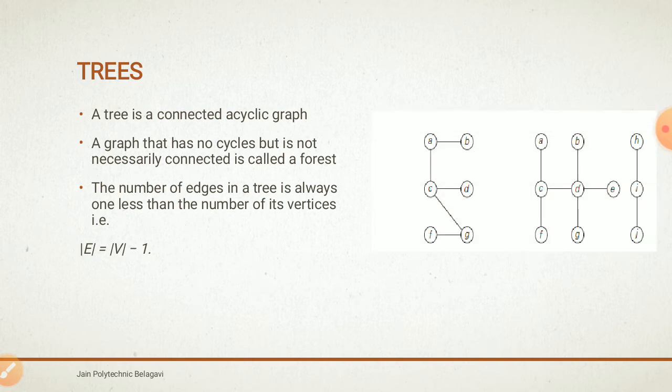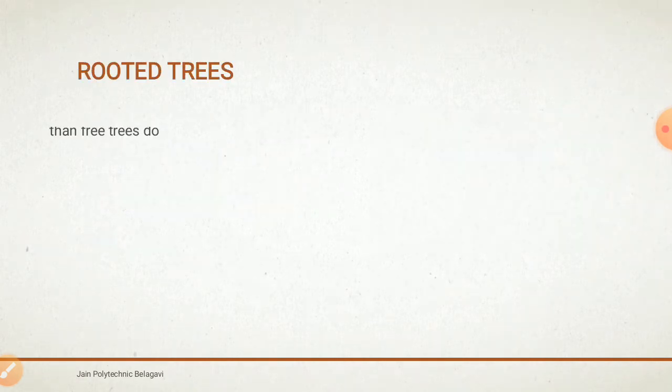Then here I have one example of a tree and a forest. A forest is nothing but a collection of trees. We have trees and forests generally in data structures also, in linear data structures also. A tree is a single tree and a forest is nothing but multiple trees, a collection of trees. This is about trees. Then we have rooted trees.